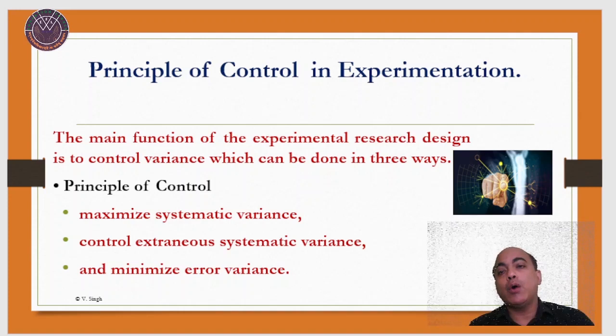We need to understand very well that the success of any experimental research all depends upon how well we are able to control the study variables. This may also be termed the principle of control. This control varies from maximizing the variance to minimizing the variance. We may take it as maximizing the systematic variance or desirable variance, controlling the extraneous systematic variance which may influence the study findings, and then minimizing the error variance. We will see what these different types of variances are, and we will understand how controlling the systematic variance or error variance leads towards better results and the validity of the study findings.